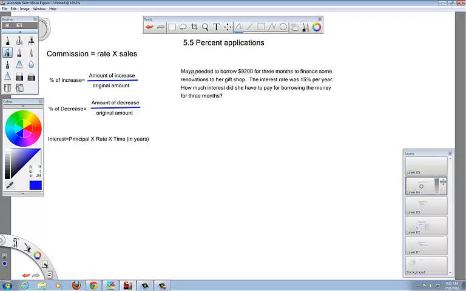Here we go. Maya needed to borrow $9,200 for 3 months to finance some renovations for her gift shop. The interest rate was 15% per year. How much interest did she have to pay for borrowing the money for 3 months? That's not 3 years. You can't put a 3 here. If you do, the math is going to assume you mean 3 years, and your interest is going to be way too high.